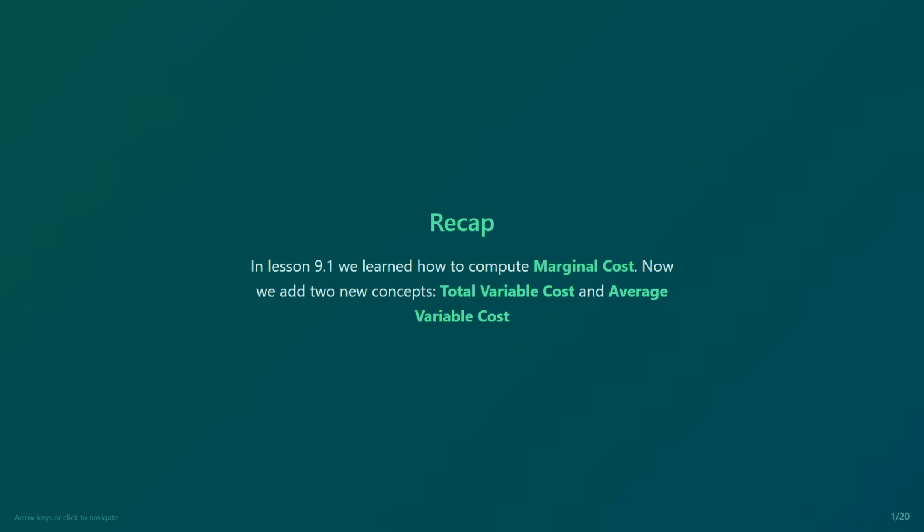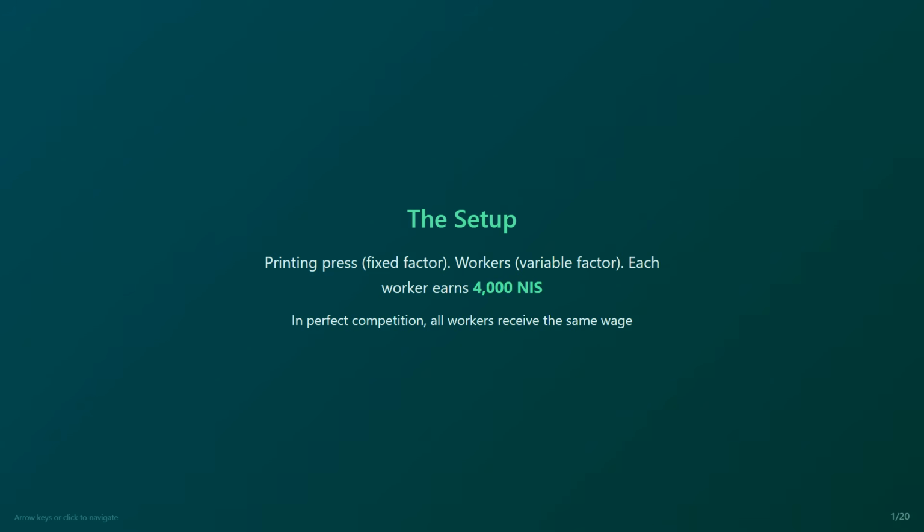The wage per worker is 4,000 shekels. In perfect competition, all workers receive the same wage. You can't pay one worker differently because if one employer offers less, the worker will simply go to the employer who pays more. So, it doesn't matter if it's the first worker or the 8th worker, they all get 4,000 shekels. We'll start with the production function, the total output for each number of workers.